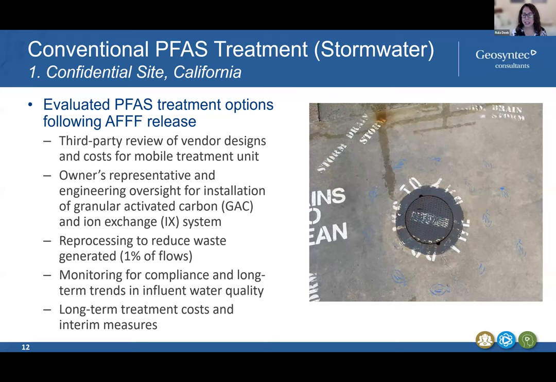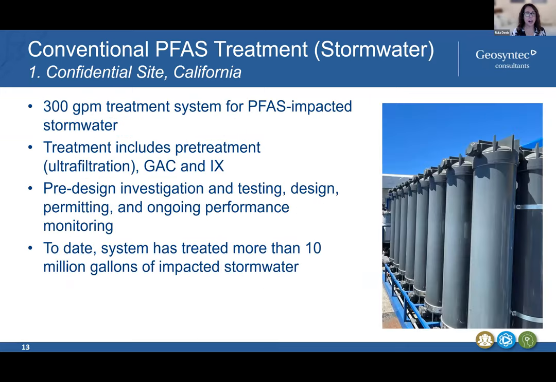This first case study is from a site we're working on in upstate New York at an airport, where they had a release of a fluorotelomer foam, AFFF foam. They had an accidental release of AFFF that made it into a surface water receiving body and impacted stormwater at the site. So we were asked to look at treatment options and evaluate a short-term treatment solution as well as long-term treatment measures and costs. So what we ended up doing at that site is we designed a 300 GPM treatment system for the stormwater to try and intercept it before it gets into surface water.